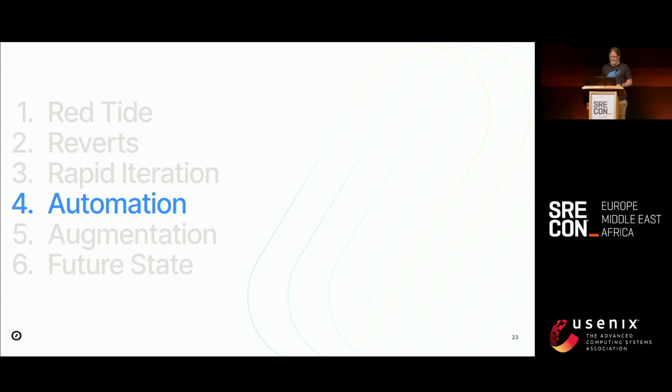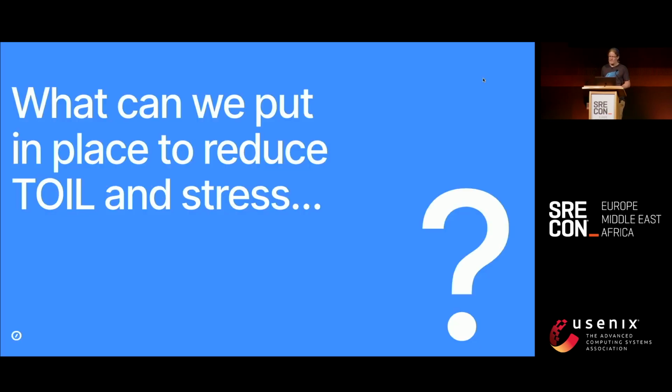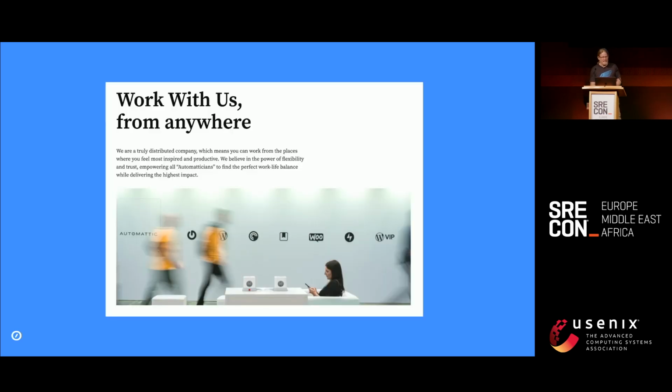Okay, so we have these issues, red tides can happen, we're iterating a lot. What can we do to reduce the toil and stress of dealing with that? Because as you can imagine, especially if you're a junior engineer, you're on call for the first time, something happens, boom, red tide, stress. So I'm going to go on a bit of a segue here.